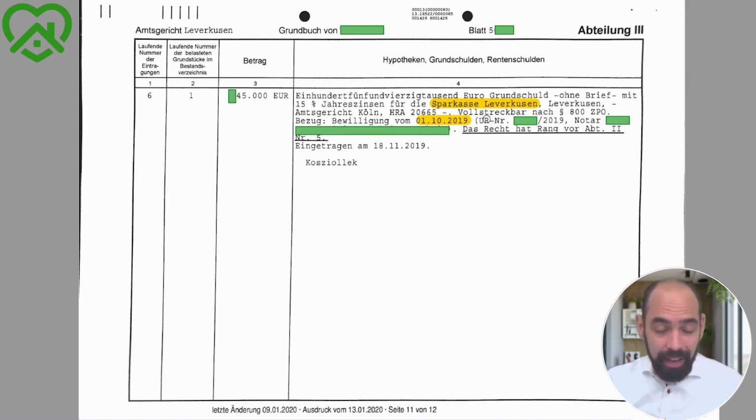In this case, again, it's a unique identifier, Urkundenrollennummer something something in 2019 at the notary XYZ, and this has been put in on 18th of November 2019, right? Does not mean that I paid 45,000 euros for this property. This only means that I took a loan and gave this particular property as a collateral to the bank worth 45K, right?